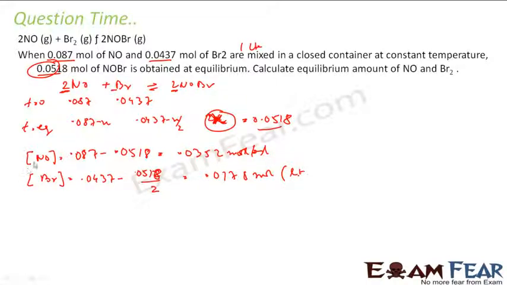Now I have concentration of NOBr and the others also. So I can easily find Kc, but it is not required. I have to just find the amount of NO and Br2. So it will be this many moles. Don't assume the liter thing because it is not even asked. So we can just say that I have 0.0518 moles of NOBr, 0.0352 moles of NO, and 0.0178 moles of bromine gas.